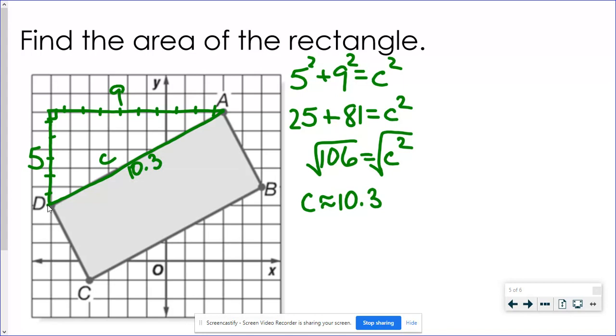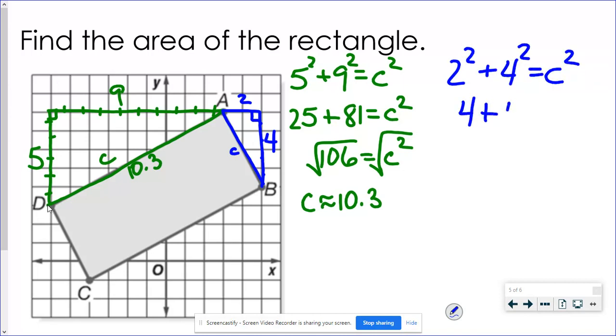Now, for the shorter side of the rectangle, either AB or DC, I'm going to use AB right here. I'm going to make another right triangle where AB is the hypotenuse because this is a right angle. So this side is 2, and then this is 1, 2, 3, 4. So I've got 2 and 4 as my A and B, and I'm looking for this C. So 4 plus 16 is 20. And the square root of 20 is going to be 4.5 when I round that.